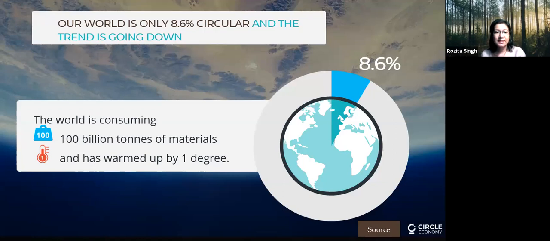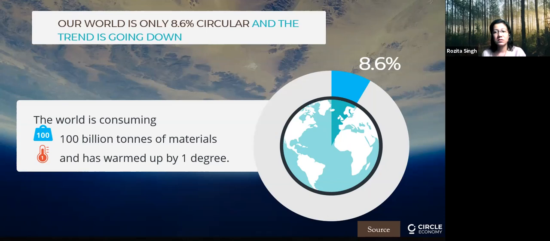The reason we are discussing it is that early in 2021, there was this interesting report, the Circularity Gap Report, by this organization called Circle Economy. It says that our world is only 8.6% circular, and the trend is going down. And what has happened over the past decades is that humanity has reached two milestones.